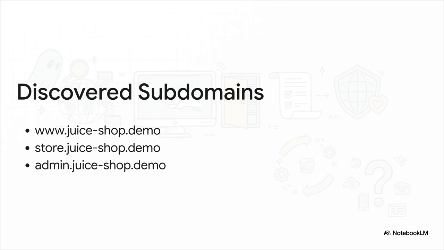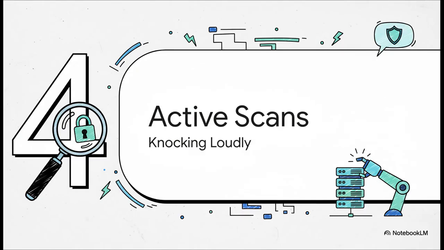Look at the results. We don't just see the main website. We see a store subdomain, which is interesting, but then, bingo, admin.juiceshop.demo. Finding a hidden admin portal is like finding the keys to the kingdom just lying on the sidewalk. It's a huge find, and we got it just by reading a public record. Incredible.